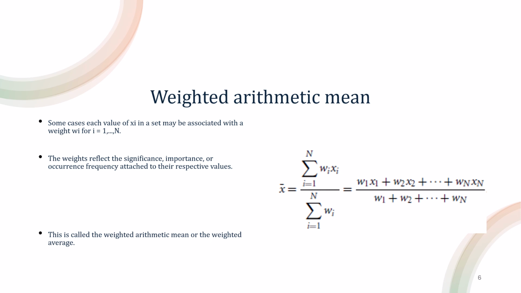In some cases, each value xi in a set may be associated with a weight wi, for i equals 1 to n. The weights reflect the significance, importance, or the occurrence frequency attached to their respective values. This is called the weighted arithmetic mean or the weighted average.